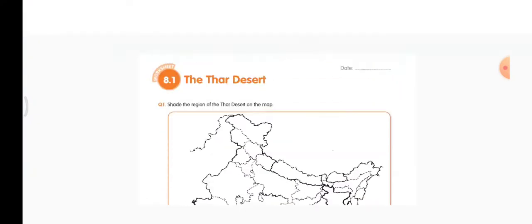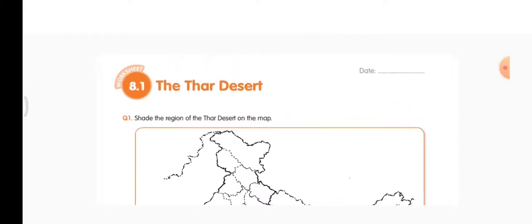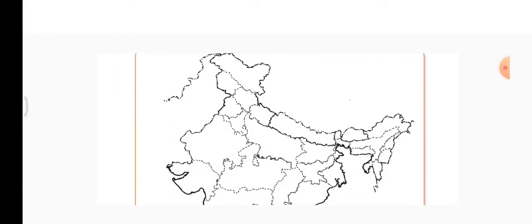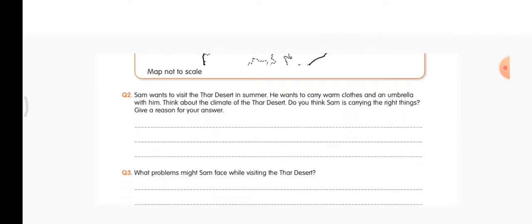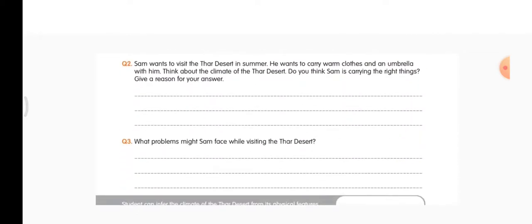All of you open your workbook and open to worksheet 8.1, the Thar Desert. Put today's date. Question 1. Shade the region of the Thar Desert on the map. So here is the map and you are going to shade this region where you find the Thar Desert.